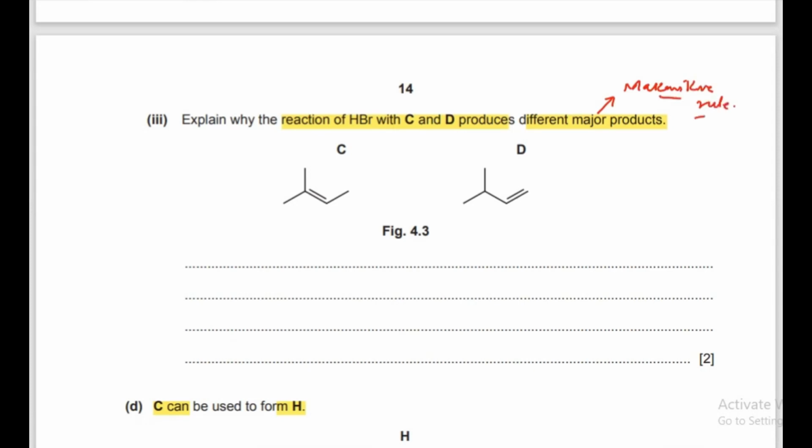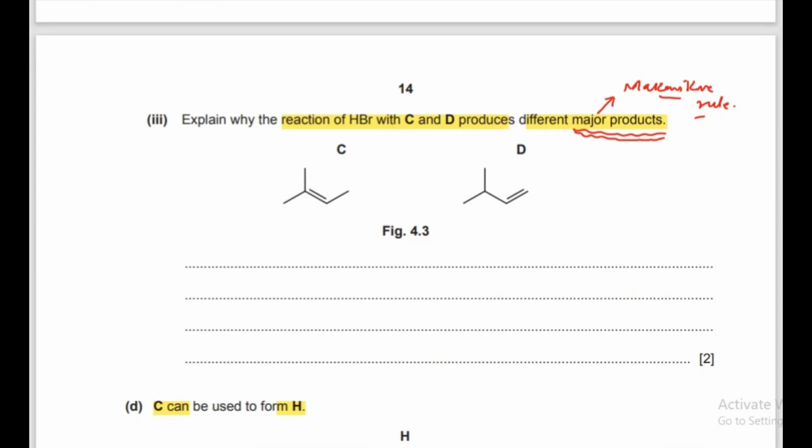Okay, so according to this rule, what is the major product formed? We have to attach the more electronegative atom to the carbon which contains fewer hydrogens, or the hydrogen must be attached to the carbon which already has more hydrogen atoms. But for C, if we attach the hydrogen atom, because this carbon contains one hydrogen, so if we attach the hydrogen here and bromine here, we will get a carbocation here.